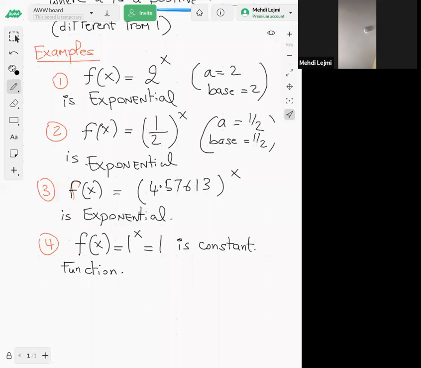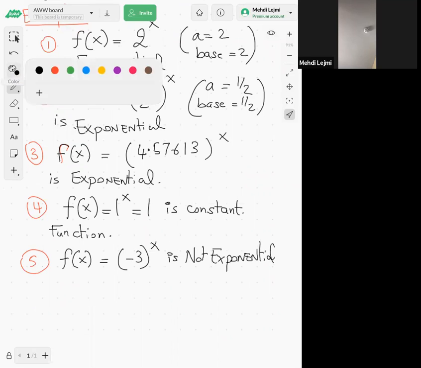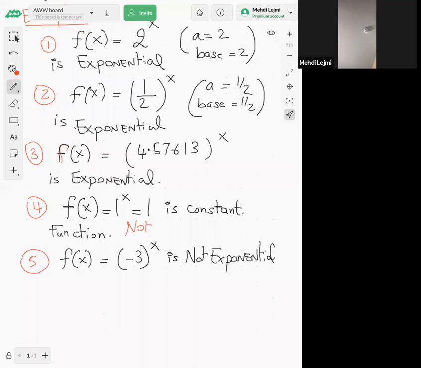Now, what's the problem with a negative number? Let's say f of x equals negative 3 to the power x. This is not an exponential, because a would be negative 3, and we said a cannot be negative.